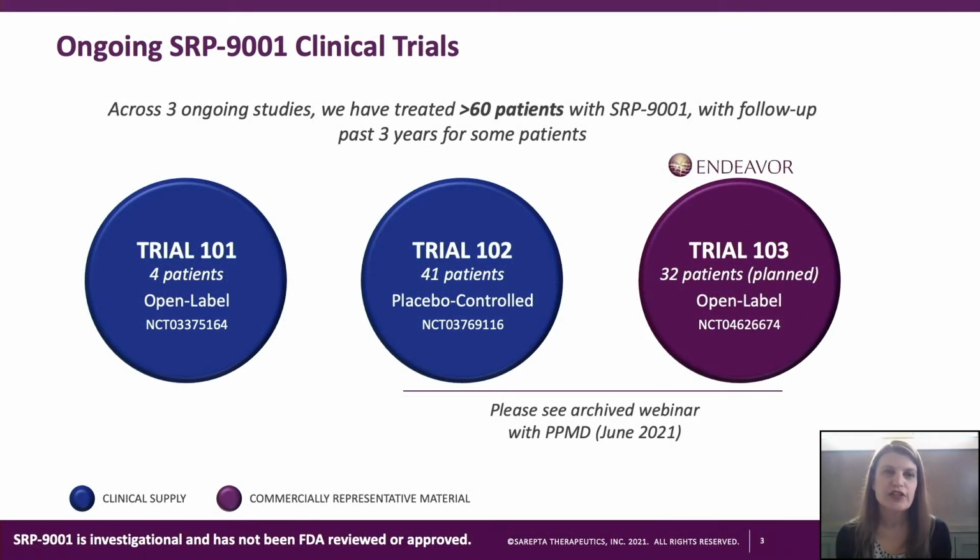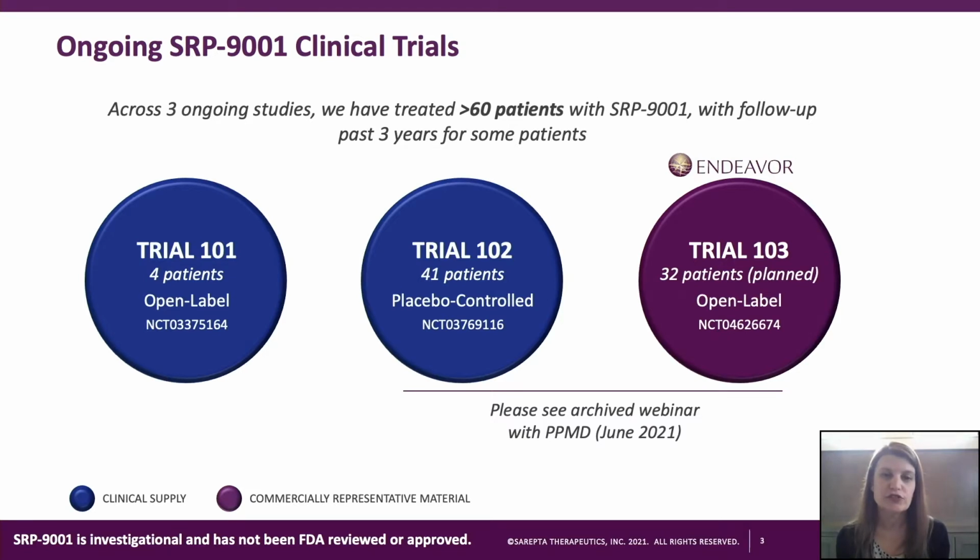In our ongoing SRP-9001 clinical trials, we've now treated over 60 patients, and we have follow-up for some of them past 3 years. In totality, we have 3 trials. Trial 101 was the first trial, an open label trial in 4 patients. This was started with Dr. Jerry Mandel at Nationwide Children's Hospital, and now patients have been followed for 3 years in that study using clinical manufacturing material.